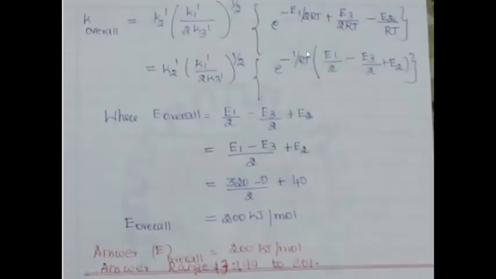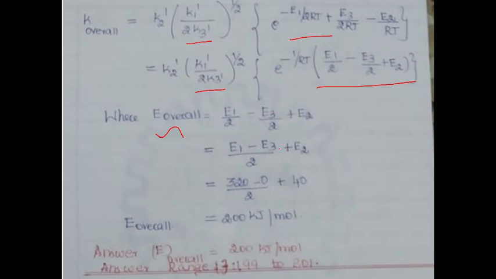As I already said, this is one side and this is the other side. Check the previous slide: e power minus E1 by 2RT plus E3 by 2RT minus E2 by RT. The common term is 1 by RT, take it outside. The same outside term K2 dash into K1 dash divided by 2 K3 dash, power 1 by 2. So here e power minus 1 by RT is taken outside. The rest of the terms are E1 by 2 plus, minus E3 by 2, plus E2. These are activation energies E1, E2, E3. So this is called the overall reaction activation energy. So E overall is equal to E1 by 2 minus E3 by 2 plus E2.